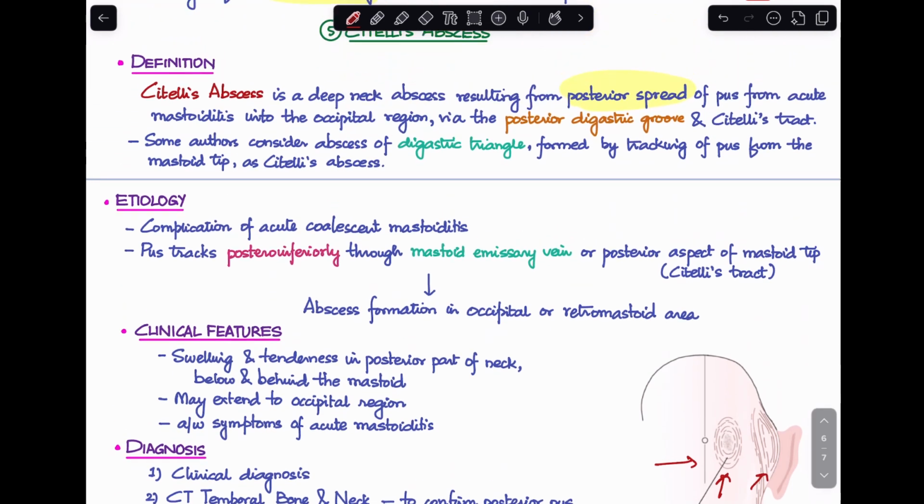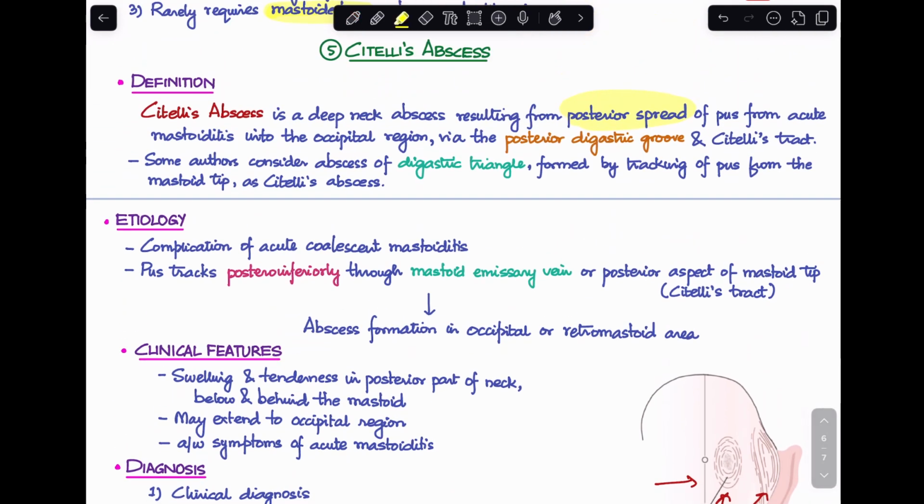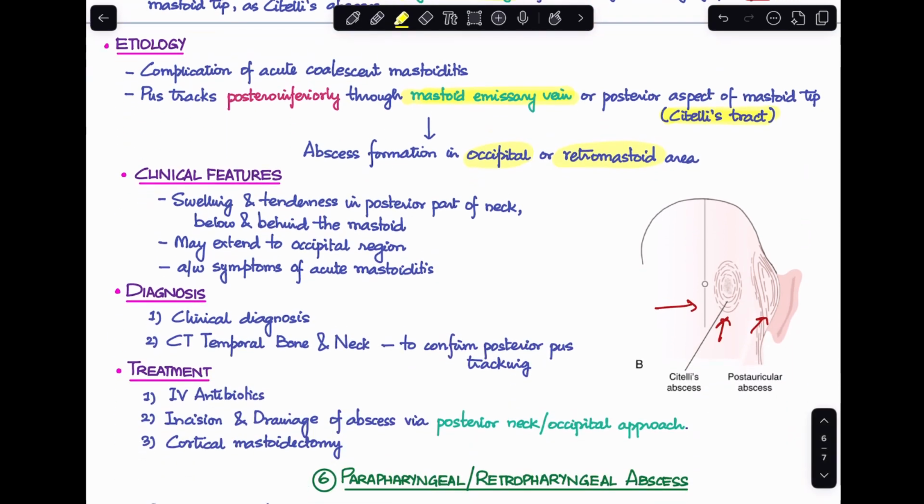Now, there's a little confusion over here as well, where some authors consider abscesses of the digastric triangle, which form by tracking of pus from the mastoid tip, as Citelli's abscess as well. Now, here in Citelli's abscess, the pus starts to track posteroinferiorly through the mastoid emissary vein or through Citelli's tract. Citelli's tract lies in the posterior aspect of the mastoid tip, and that leads to abscess formation in the occipital or the retromastoid area.